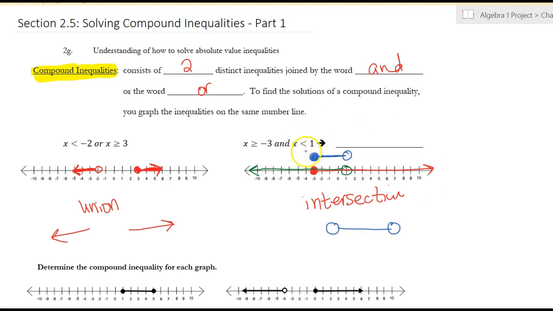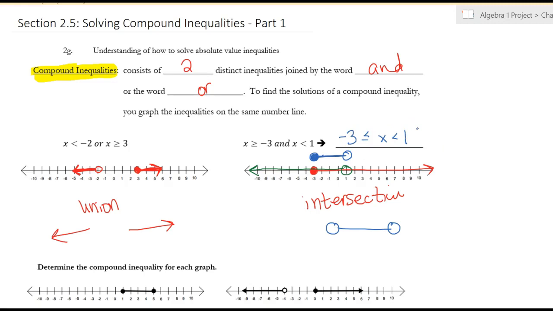Okay? Sometimes an intersection is written as one inequality. So what happens is I put the smaller number on the left, and x is greater than that number, but it's smaller than 1. So you put this smaller number on the left. Remember to do that. Okay?